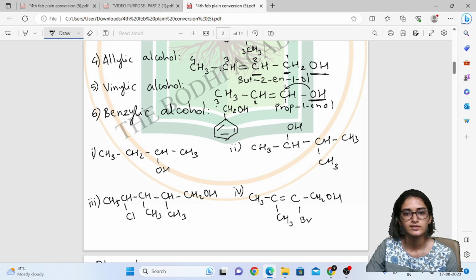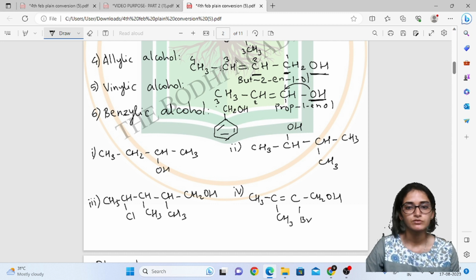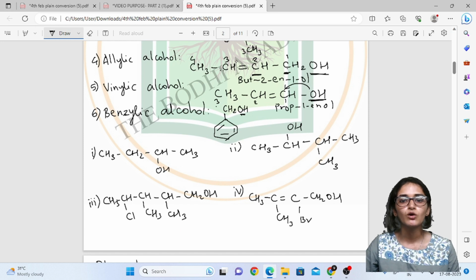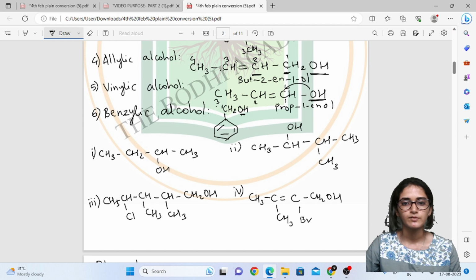Now this one is benzylic alcohol. Okay, now what will be the name here? See, what is the functional group here? OH. So the more priority will go to the OH group and not the benzene ring. Since more priority goes here, this chain is very important. That's why we will start numbering from here. Since there is only 1 carbon, the number will be only on this carbon, and this phenyl group will become the substituent.